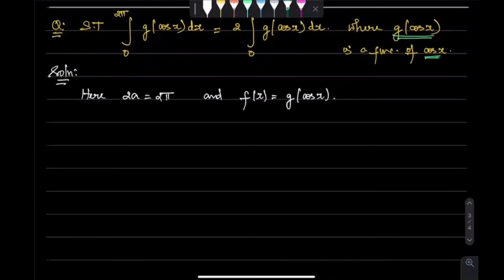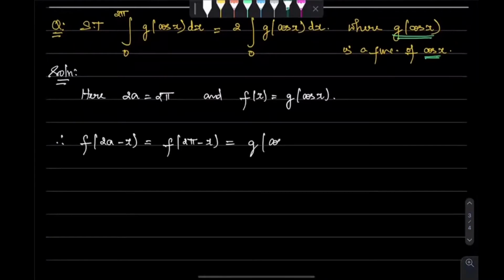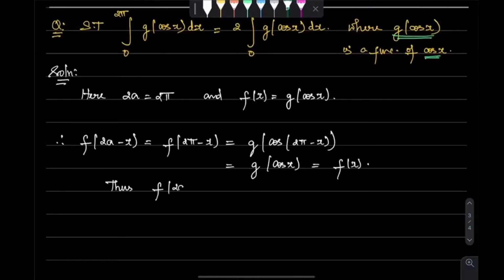If I try to apply the property, what is f of 2a minus x? I get f of 2 pi minus x, which is g of cos of, in place of x, I'll put 2 pi minus x. So I'll get g of cos x itself, which is equal to f of x, isn't it? Thus we have f of 2a minus x is equal to f of x.